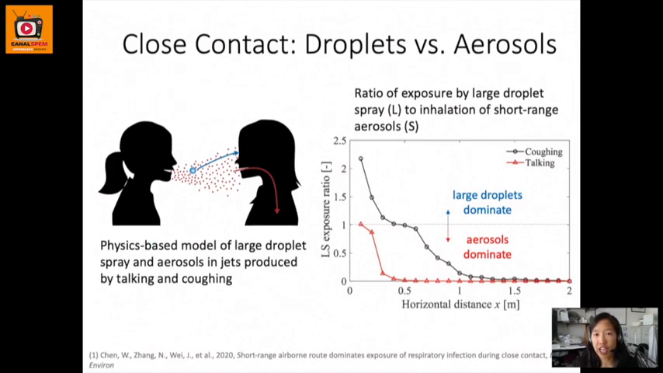And then if we look at talking, which is important for asymptomatic transmission, we can see that the ratio is 1. That means that droplets and aerosols are equally important, only at a very close distance, about 20 centimeters. That's pretty close for my taste. But as you move farther apart, you can see that aerosols begin to dominate. As soon as you're 30 or 40 centimeters apart, the contribution from large droplets is expected to be very small, whereas aerosols would dominate exposure.